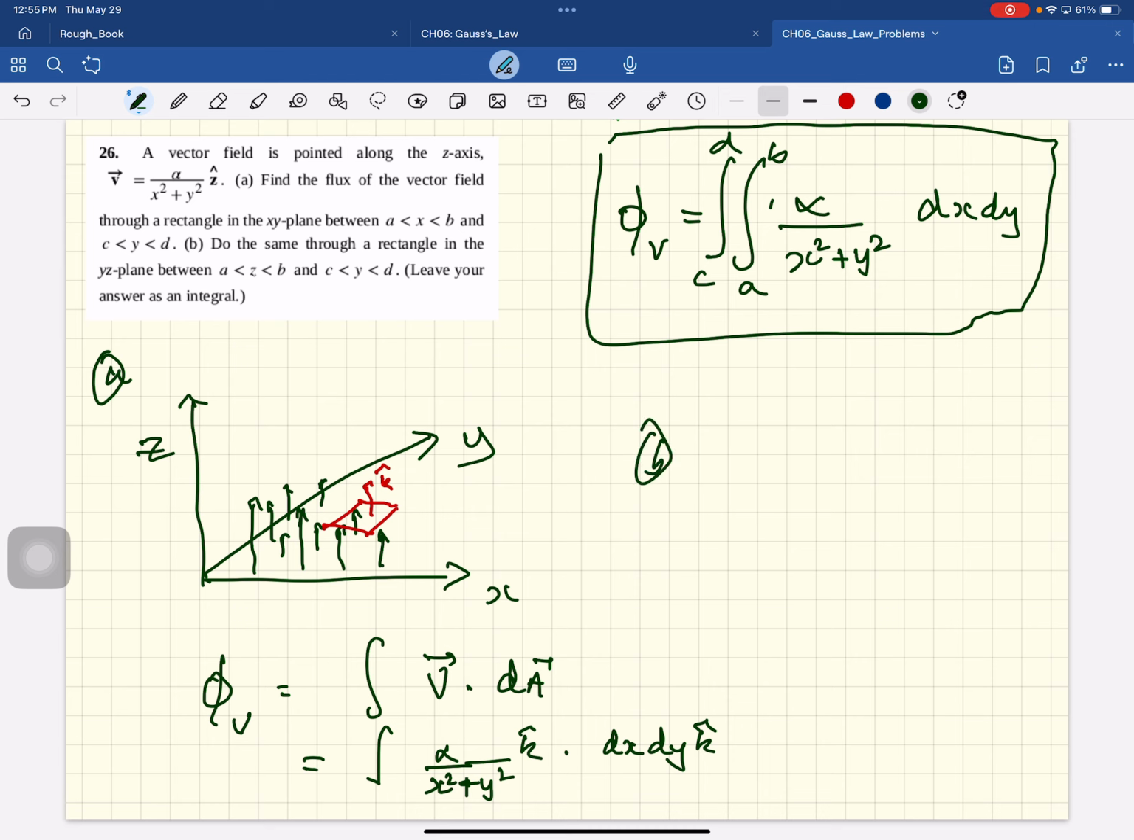All right. Part B, do the same through a rectangle in the YZ plane. So the YZ plane. There's the area vector, and that's pointing in the i direction. So the flux would be k dot i dy dz, and that's 0. And you can see that from the diagram. No vector penetrates that. Okay?